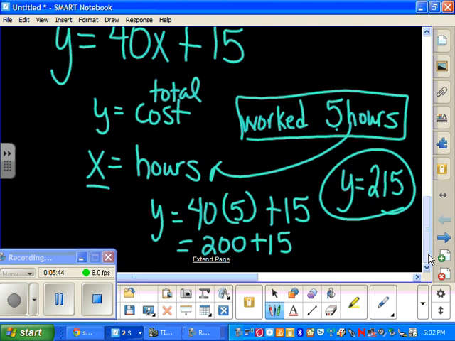All right, let's do one more. Let's say we have a sequence. This is what we've been doing all week. And we have a sequence.